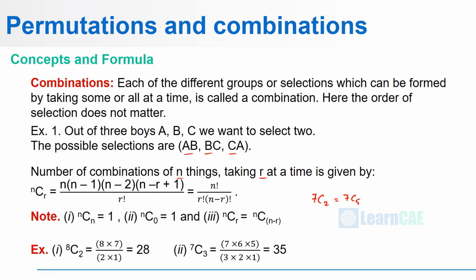Example, 8C2 can be written as 8 into 7 divided by 2 into 1 which is equal to 28, and 7C3 can be written as 7 into 6 into 5 divided by 3 into 2 into 1. So with respect to permutations, in combinations, the denominator term will have extra r factorial. So we have to divide the term by r factorial. Okay. With this understanding, let us start solving the problems.